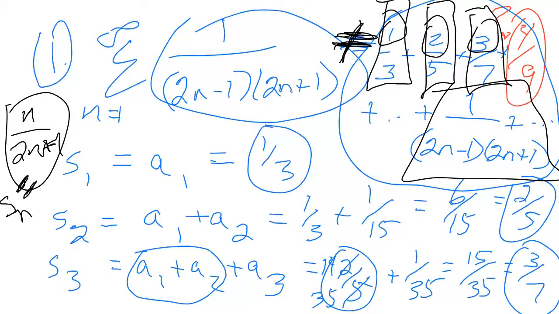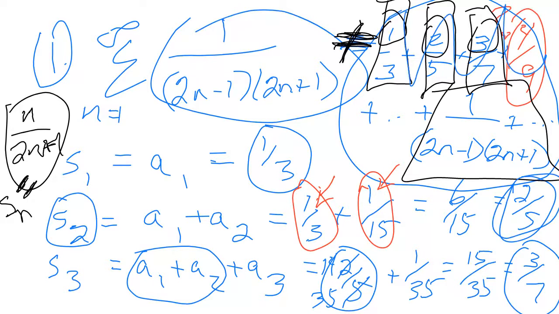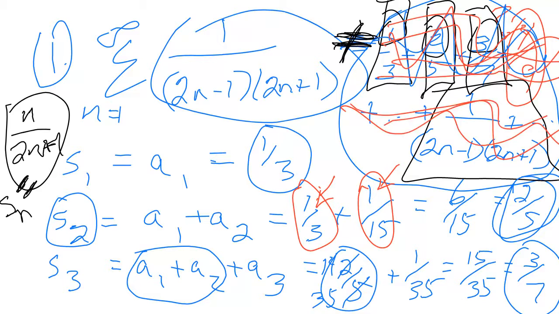But if I take the sum of the first two terms, let me use a different color here. I apologize for that. It's 1/3 plus 1/15. A1 plus A2, where A1 is 1/3 and A2 is 1/15. But the value of the second partial sum is 2/5. So all this over here is wrong, because I'm adding up the sums, which is not what this sigma notation is doing.